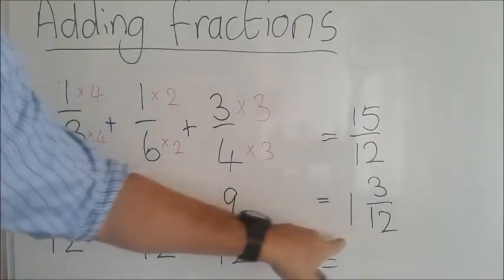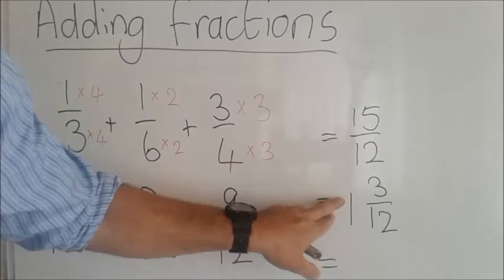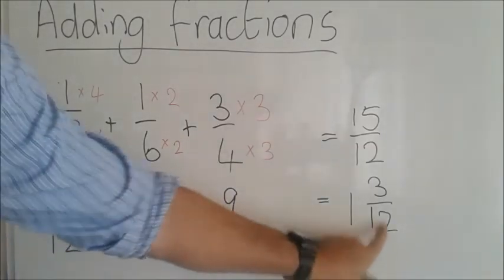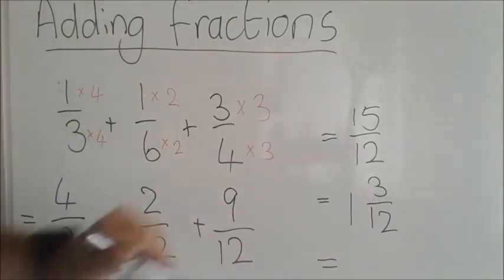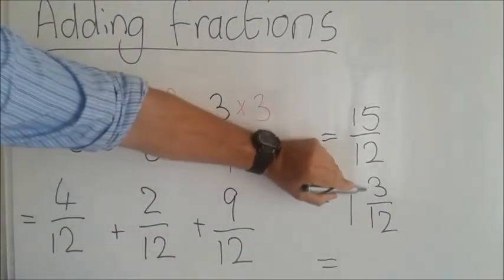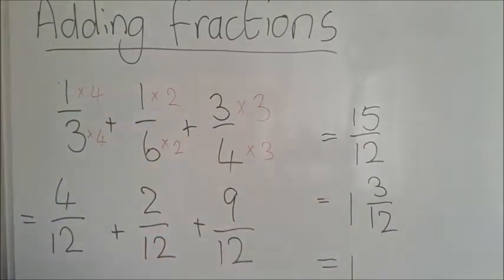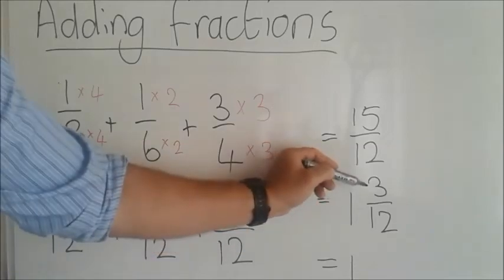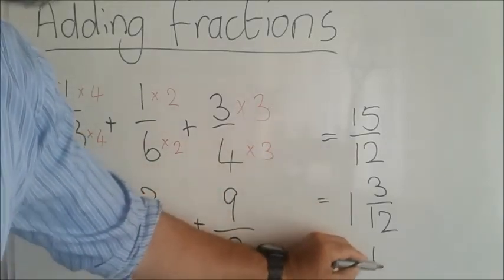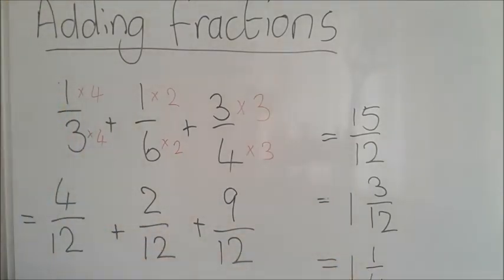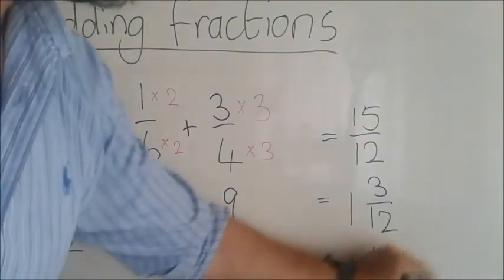Can I simplify this further? My whole stays the same. 1 stays the same. A whole's a whole. But my fraction part, 3/12, can I simplify it? Is there something that fits into 3 that also fits into 12? Yes, there is. 3 goes into 3 once. 3 goes into 12 4 times. So my simplified answer is 1 and 1/4.